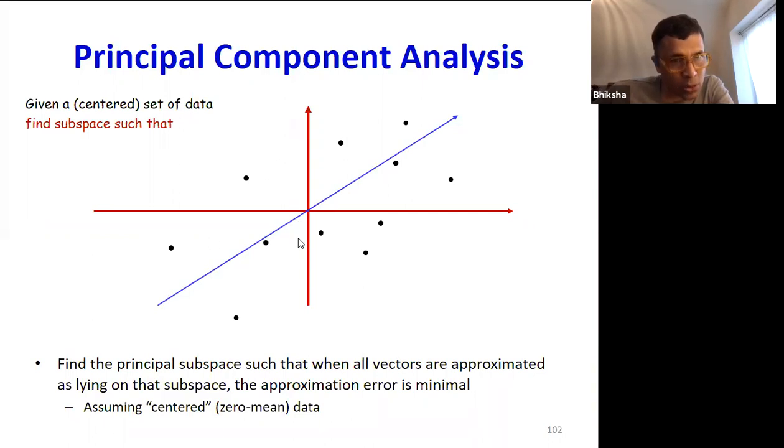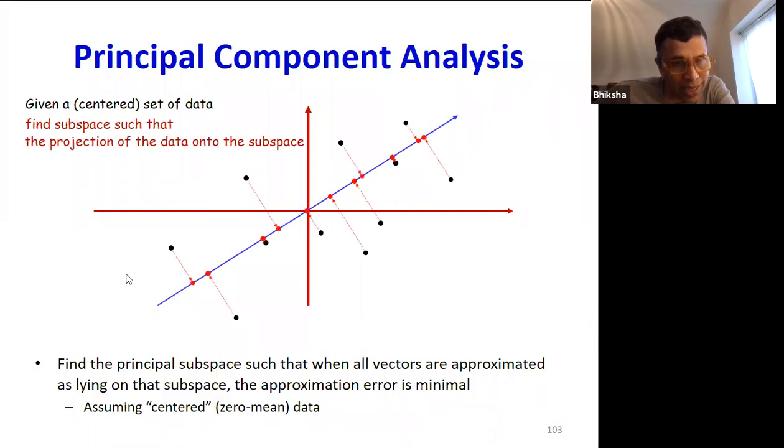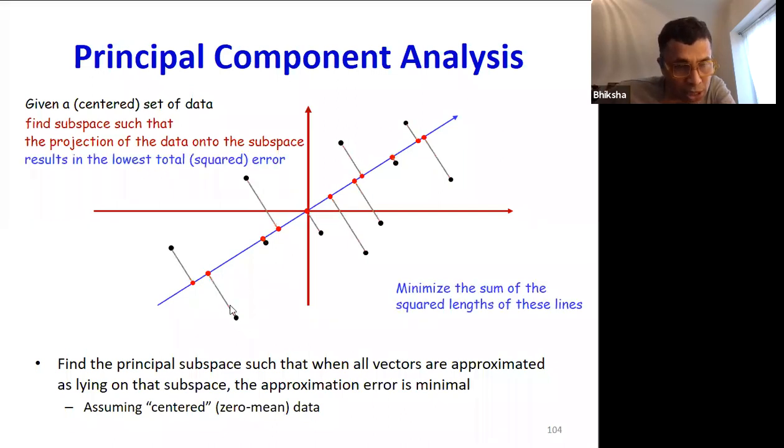For example, here in this two-dimensional data, if you wanted the one principal component, you're going to find this one blue arrow, assuming again that the data is zero mean, such that when you project every data point down onto the subspace, so that now you're approximating every data point by its projection on the subspace, then the error that you make through this approximation, which is basically this black line, the sum of the squared errors that you make over the entire training data is minimized.